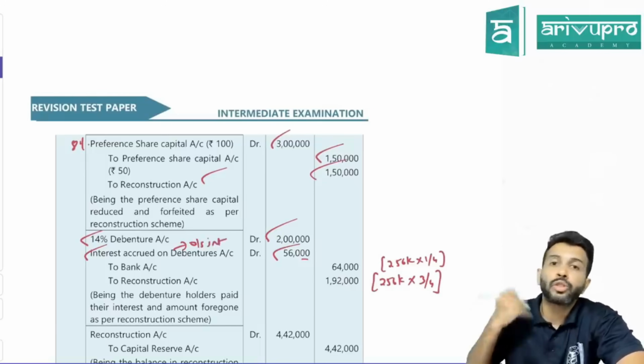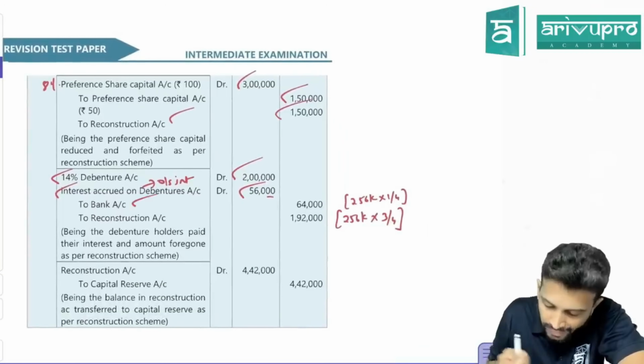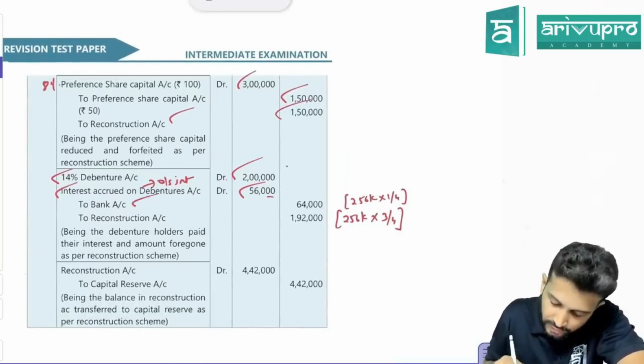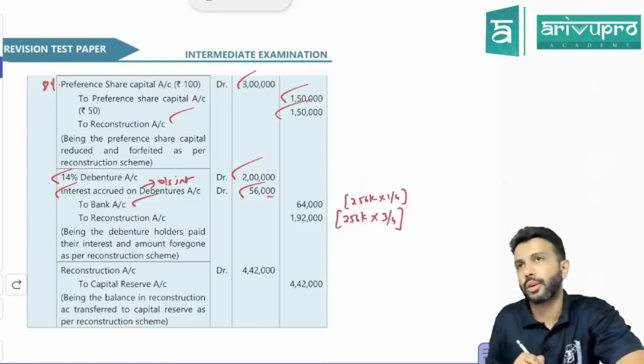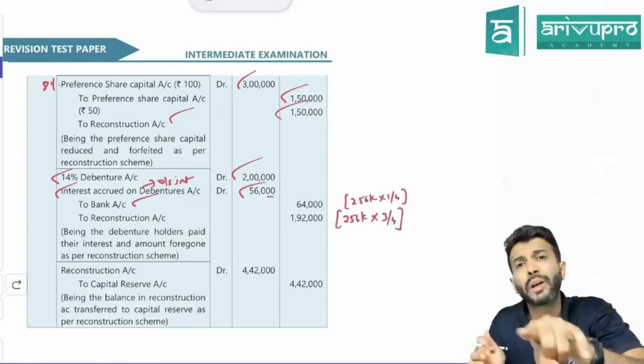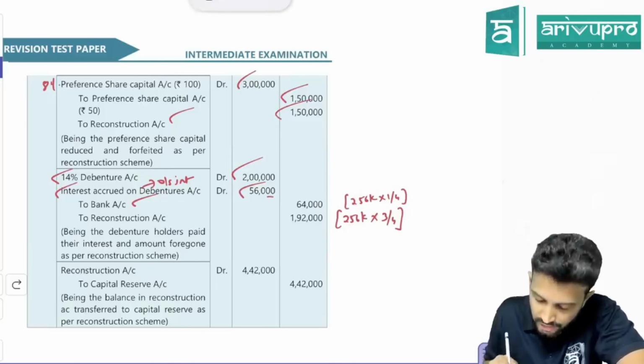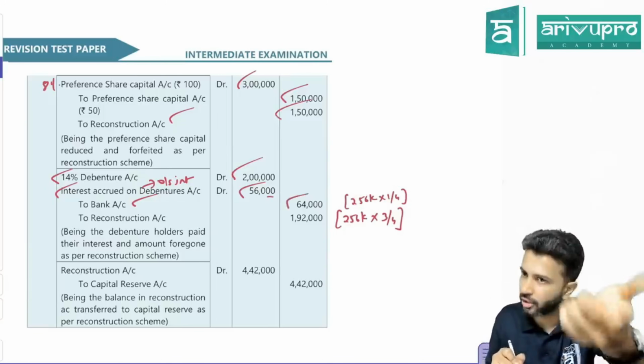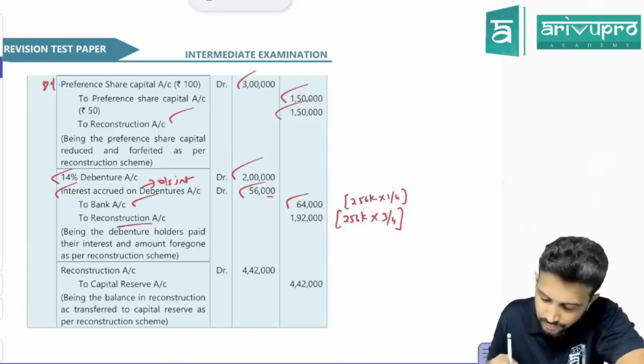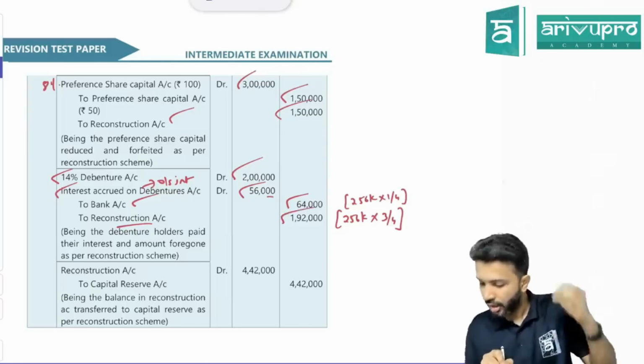Okay. So to what, sir? Calculate. To bank account, if you add these two, how much are you getting? These two added will be 2 lakh 56,000. Are you paying the full 256 or only 1/4? 1/4 extent. Of 2 lakh 56,000, 1/4 extent we will pay and settle. To bank you'll write. The balance 3/4 is sacrifice, so you'll transfer it to reconstruction account.